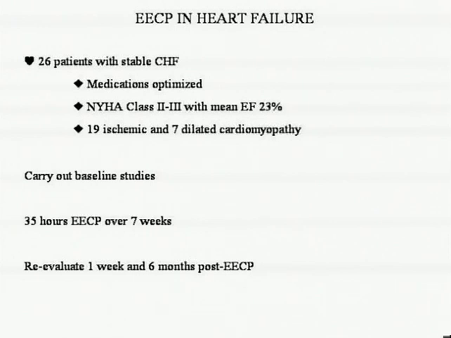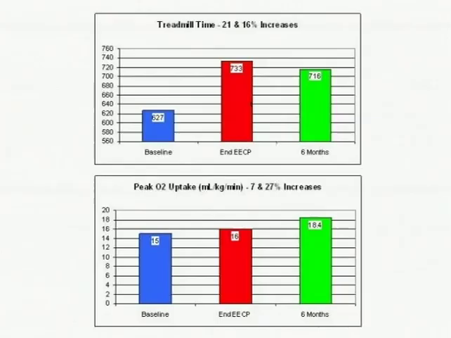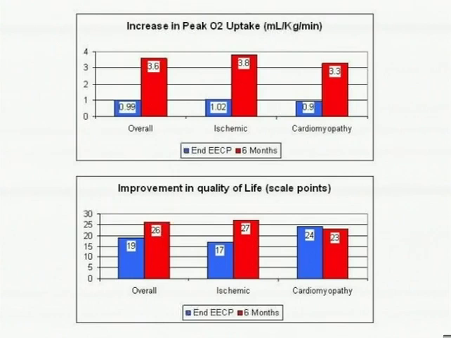Carry out baseline studies, 35 hours of ECP over 7 weeks, reevaluate 1 week and 6 weeks out. Treadmill time increased by 21% with ECP, and the gain was fairly well maintained at 6 months. Peak oxygen uptake, a measure of aerobic fitness, improved a little bit early after ECP, but of interest 6 months later it improved even more. So this conditioning effect was sustained. The increase in peak oxygen uptake was similar between the coronary and the non-coronary patients.